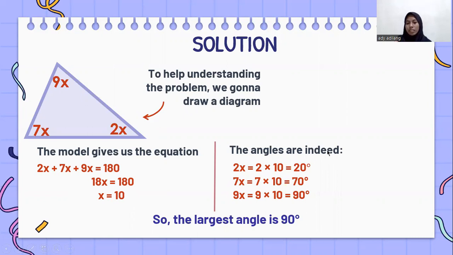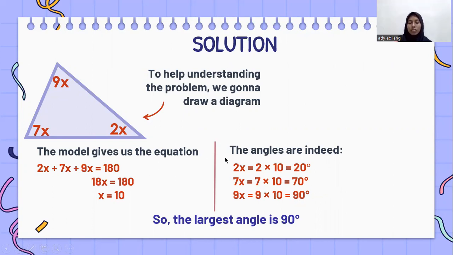Next, the angles. Since we already know the value of x, we're just going to substitute the value of x into 2x, 7x, and 9x. So 2x is equal to 2 times the value of x, which is 10. So 2 times 10 is equal to 20 degrees. Next, 7x, 7 times the value of x, which is 10, so 70 degrees. Next, 9x is equal to 9 times the value of x, which is 10. So 9x is equal to 90 degrees.